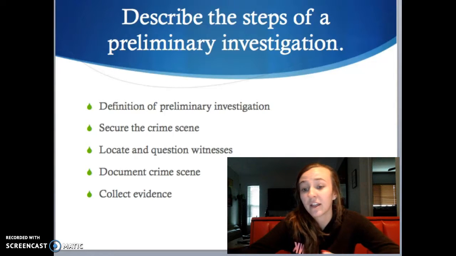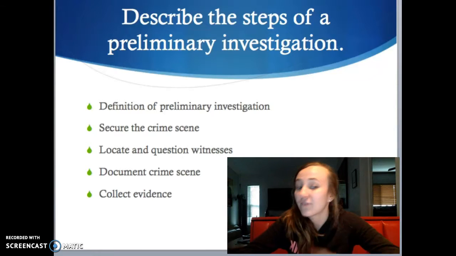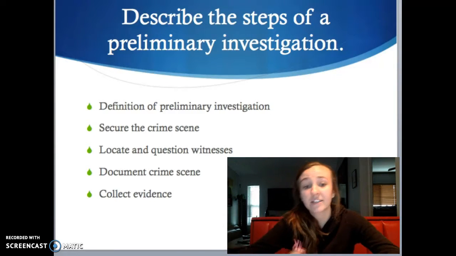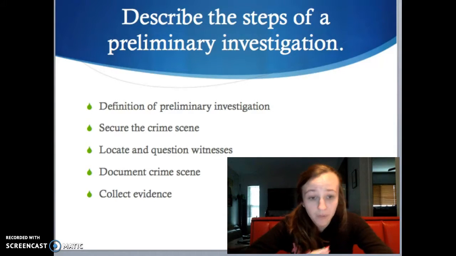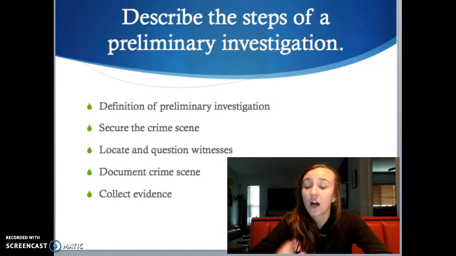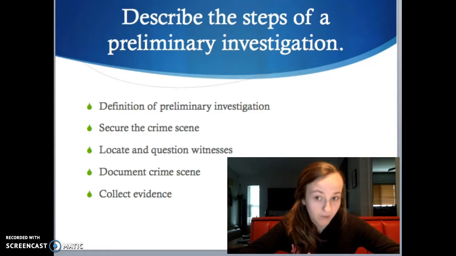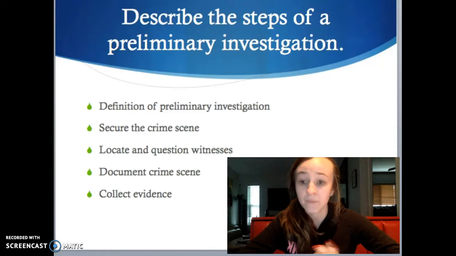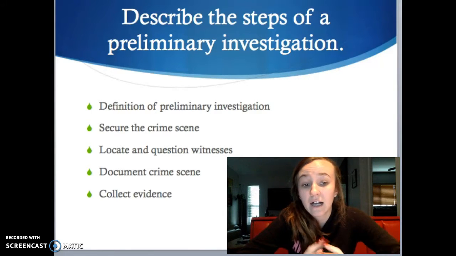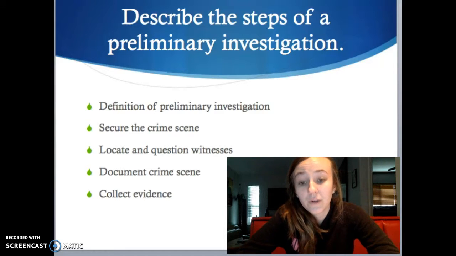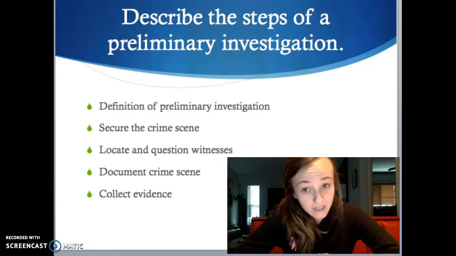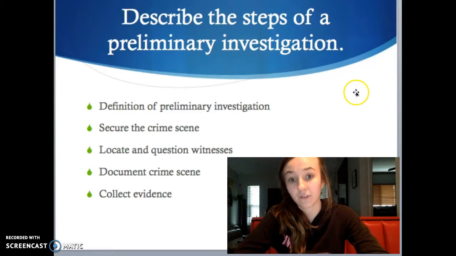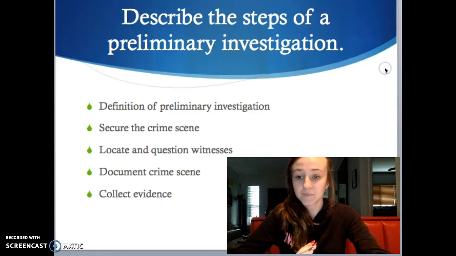Evidence that should be collected is firearms, weapons, blood, fingerprints, clothing, broken glass, anything like that. Be sure to locate and question any witnesses, all the way down to their phone numbers, names, addresses, everything. It would also be helpful to get their full statement and their contact information so that you can call them back at a further trial date.